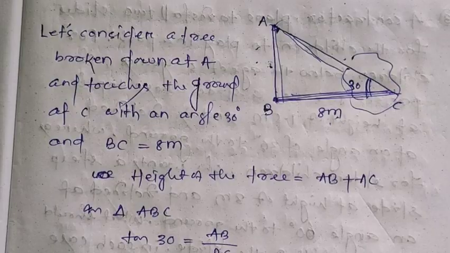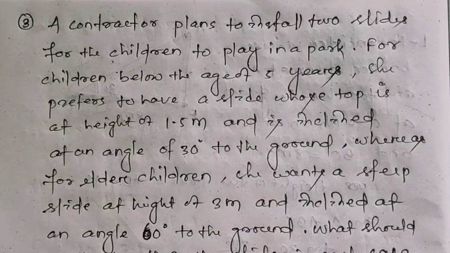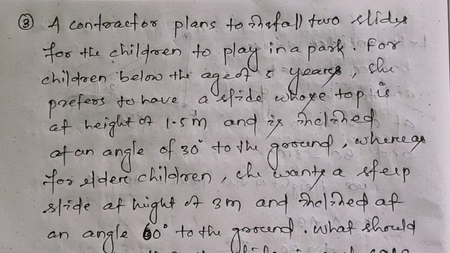That is question number 3. So here is the question. A contractor plans to install two slides for the children to play in a park. Say a contractor is there and he wants to install two slides. You know slides, you go to the park and there is a slider, you can go through the stairs and slide, that type of slide. There are two types of slide, right?